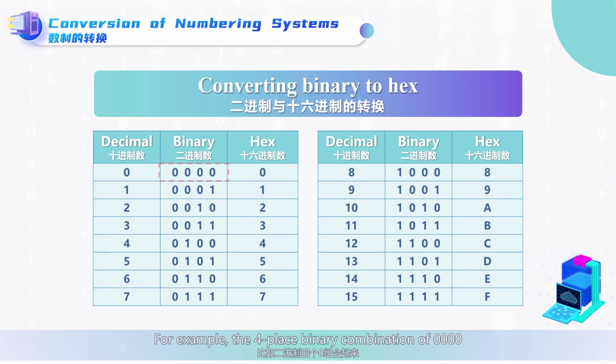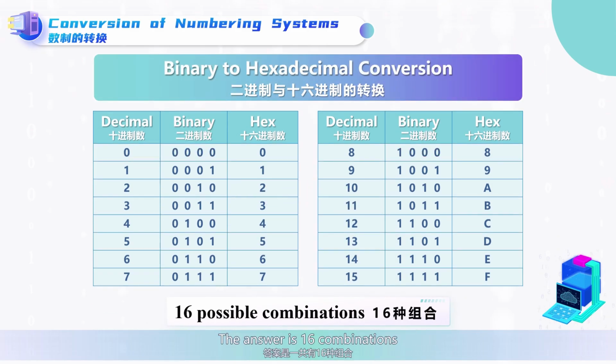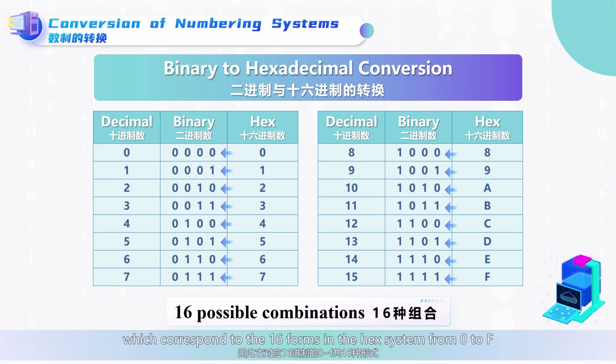For example, the 4-place binary combination of 0000 can be seen as representing 0 in the hex system. How many different combinations are there for the 4 places in the binary system? The answer is 16 combinations, which correspond to the 16 forms in the hex system from 0 to F.